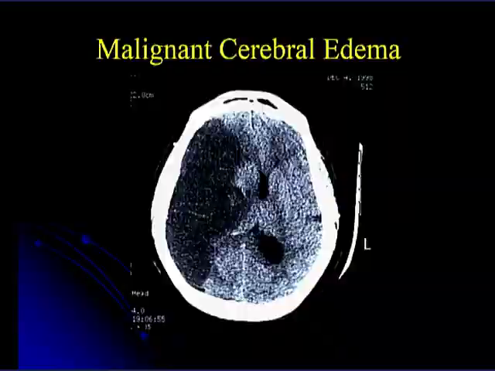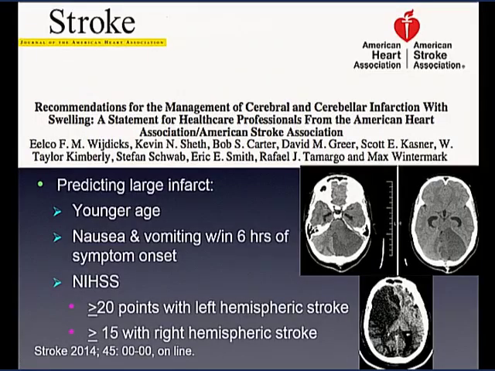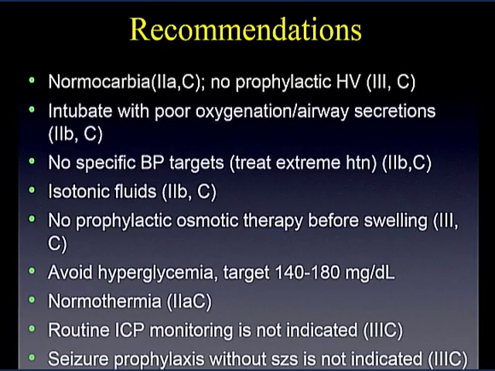So malignant cerebral edema: there are guidelines now recommending what we should do in patients that have a risk for large infarct. The people that we're going to recognize as having the biggest problem are obviously younger age because they have less room for swelling, those who already have nausea and vomiting at symptom onset or in the first few hours, and those with a very bad stroke by NIH scale that's much higher. So the recommendations, just distilling it, is that if you have a patient like this, and these are the ones that end up in our ICUs, right?